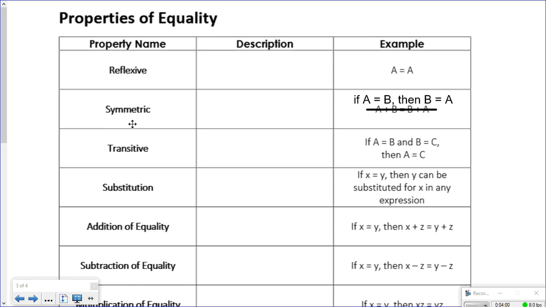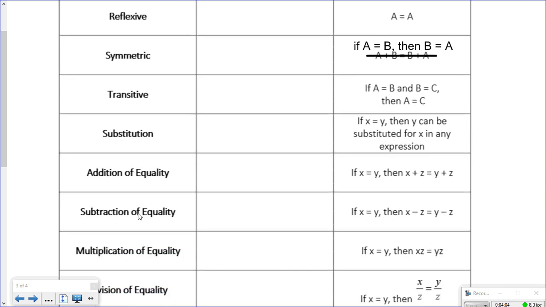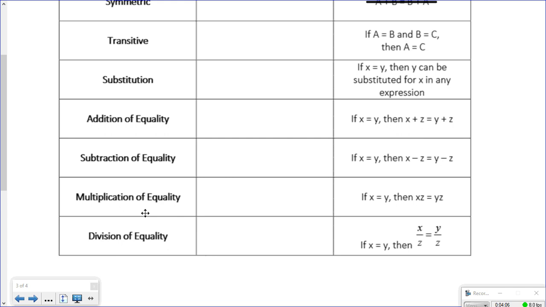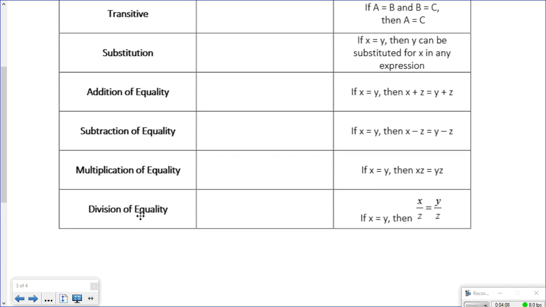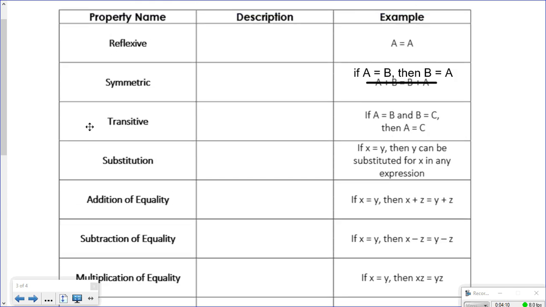Now here come the new kinds of properties, which are properties of equality. They are reflexive, symmetric, transitive, substitution, addition of equality, subtraction of equality, multiplication of equality, and division of equality. Most of these you've already seen and worked with. Now we're just giving them a name. The reflexive property says a number is equal to itself. So if you have A, it equals A.